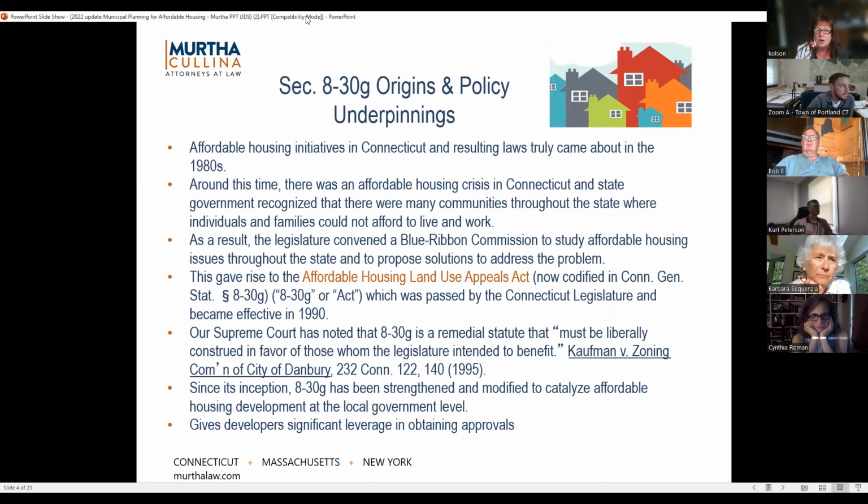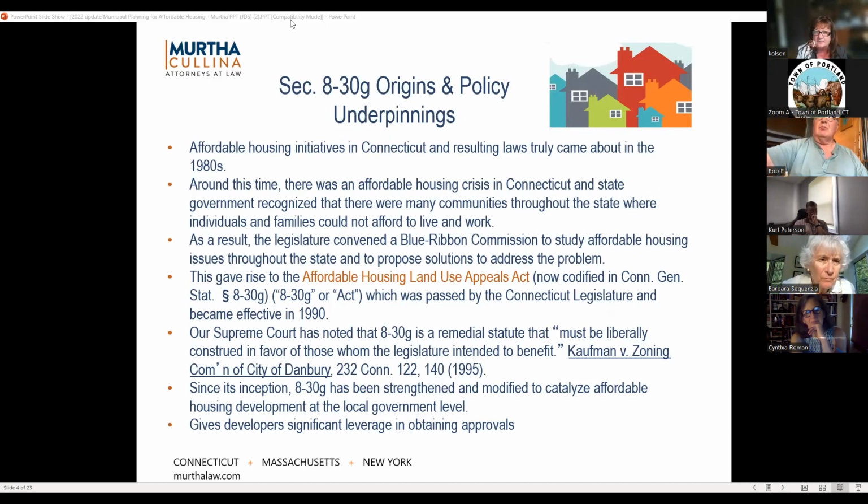Okay, so as you may or may not know, and again, anybody's free to stop me if I'm starting to get into stuff that you know cold and you don't want to waste time listening to me opine about it. But Section 8-30g of the Connecticut General Statutes is what governs the Affordable Housing Act.